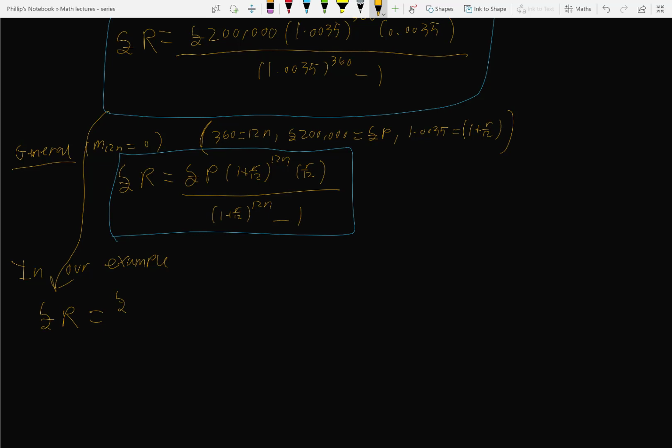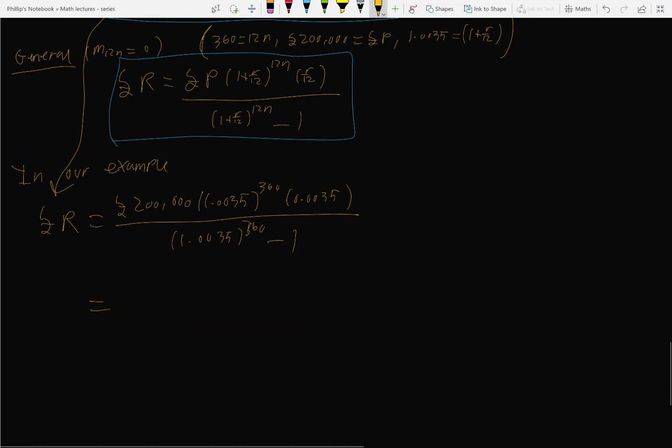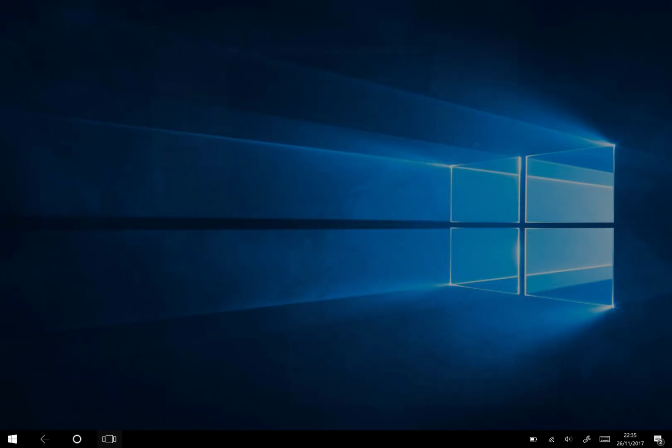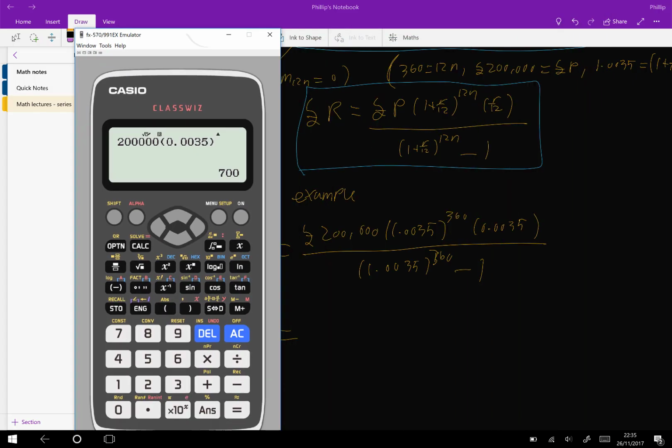So £200,000 times 1.0035 to the 360 times 0.0035, divided by 1.0035 to the 360 minus 1. And now this is equal to, so we can use a calculator for this because it is quite difficult to do without one. And we can program it into a computer to easily do it.